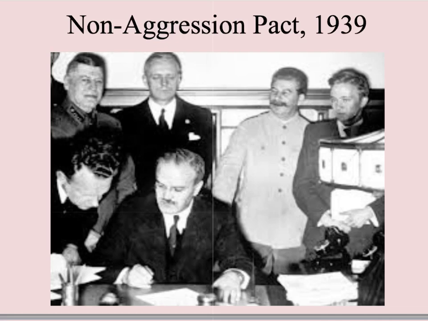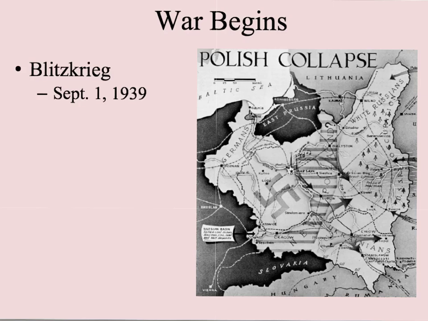But the final steps that led up to war took place in August of 1939, beginning with the Non-Aggression Pact, which was signed that month between Germany and the Soviet Union. This agreement basically ensured that Hitler wouldn't face a two-front war as Germany had in World War I. And therefore, with the lack of a Soviet threat or attack, Hitler was able to invade Poland, which was the beginning of World War II.